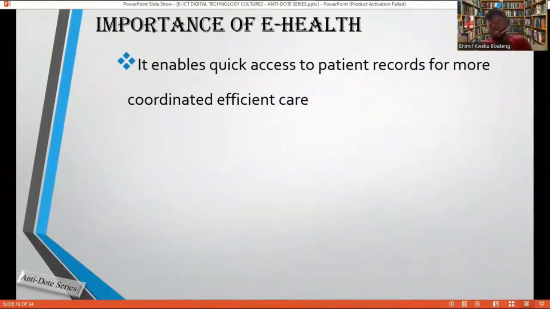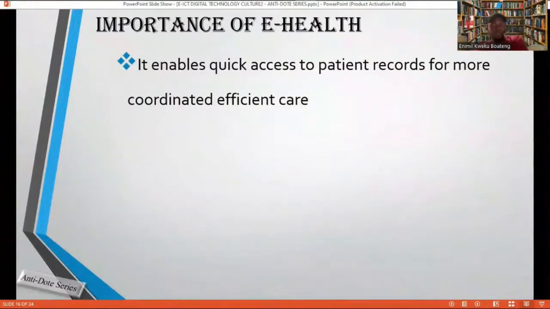But if everything is done electronically, coordination will be there. I can check what my previous colleague did, where he got to, things he touched, things he didn't touch, and then I can take it from there. So it enables quick access to patient records for more coordinated, efficient care.